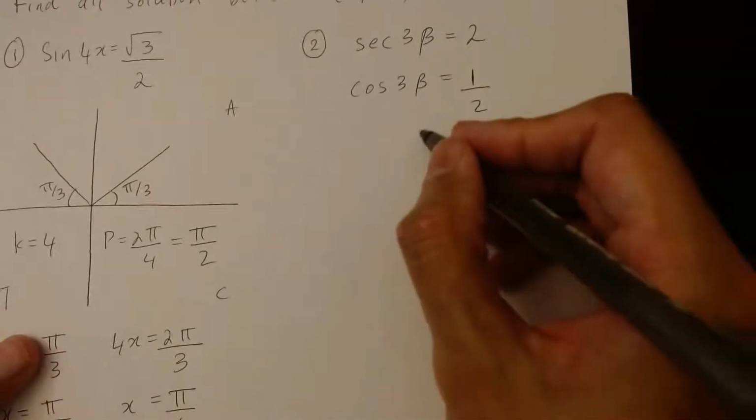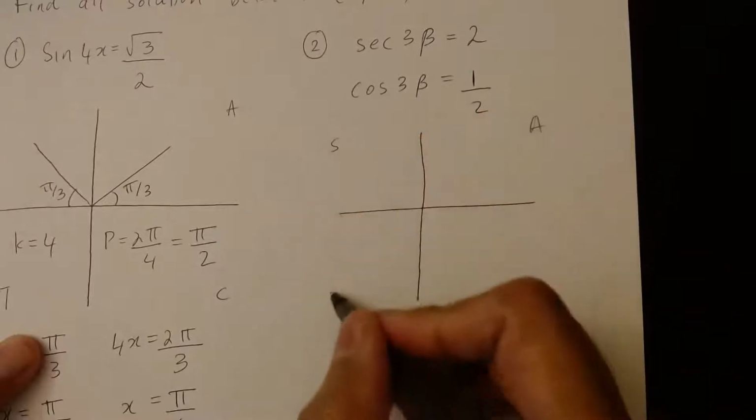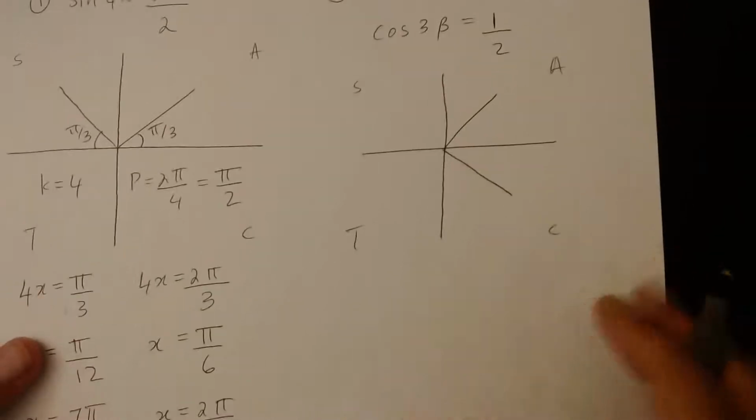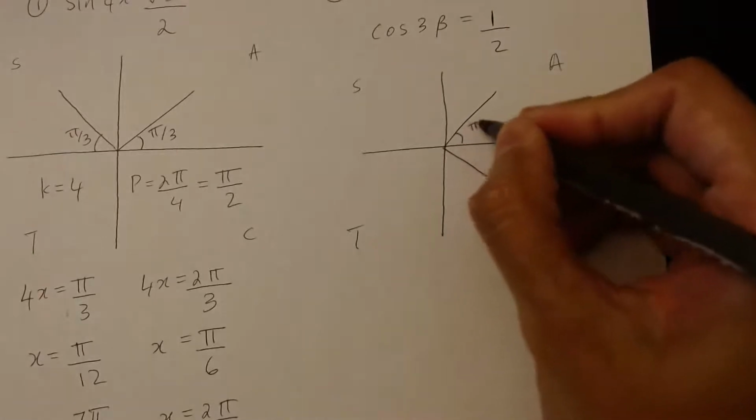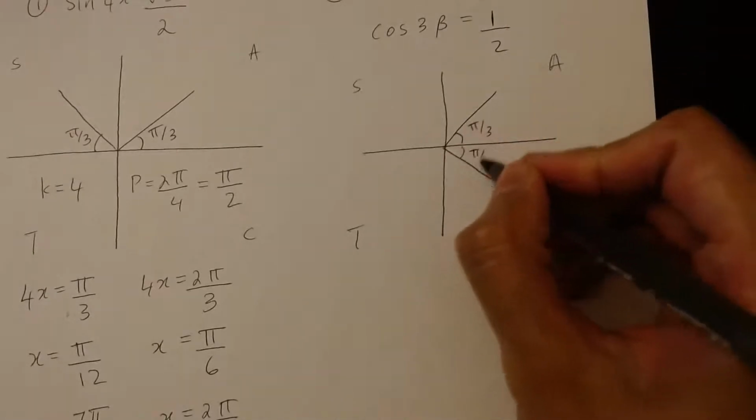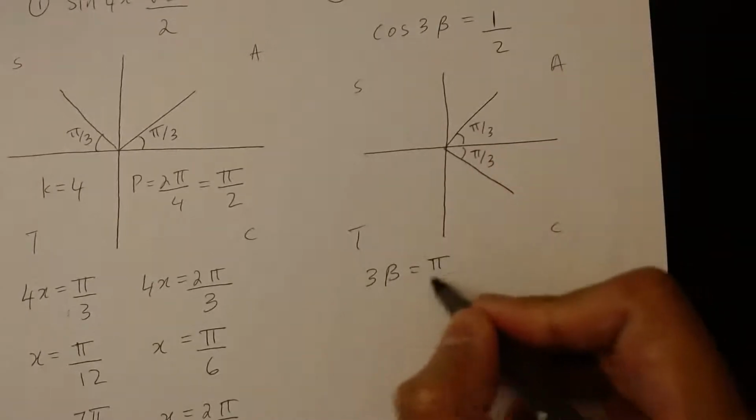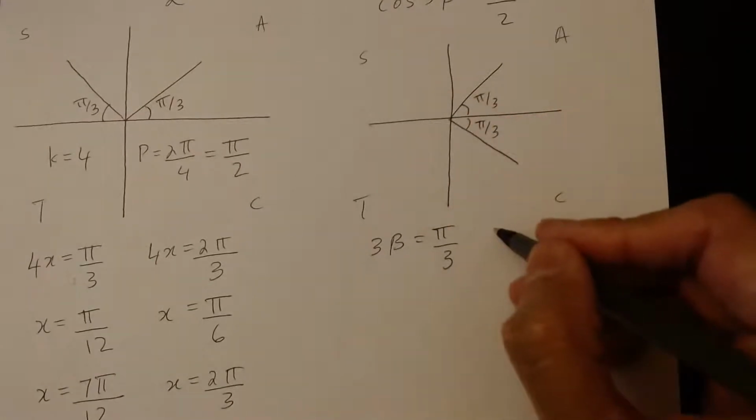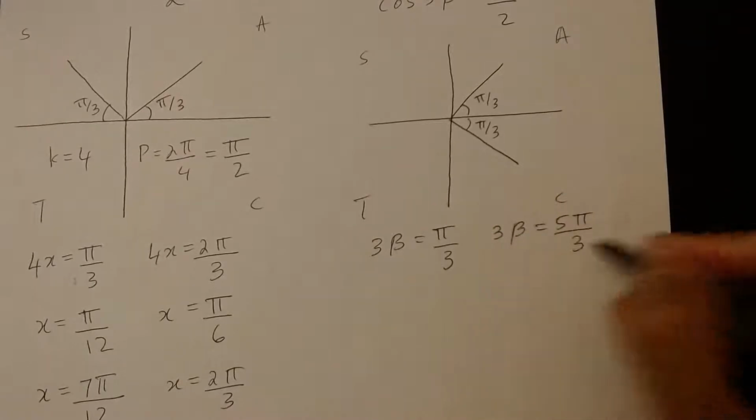I'm going to start with my CAST rule. I know cos is positive in these two quadrants. And then I'll do the cos inverse of 1 over 2. And I get pi over 3 as my acute angle. And my first solution, 3 beta, is going to equal pi over 3. The second solution is 2 pi minus pi over 3. So 3 beta equals 5 pi over 3.